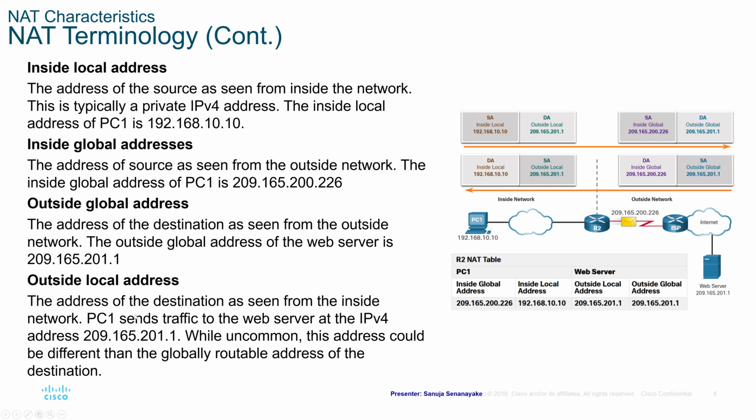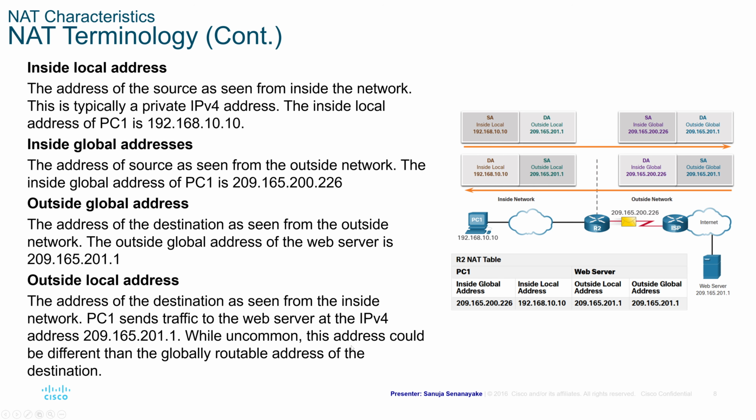The outside local address, however, is the address of the destination as seen from the inside of the network. So PC1 sends traffic to the web server at IPv4 address 209.165.200.1. So that would be the outside local address.